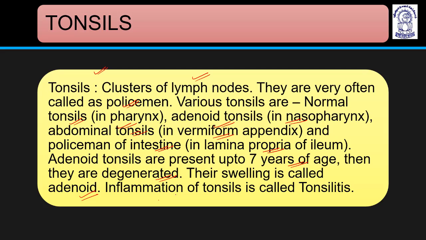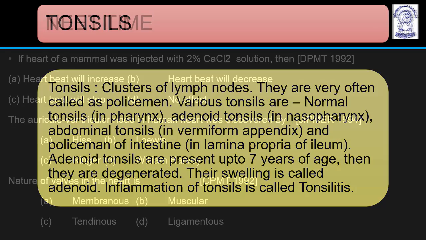Inflammation of tonsils is called tonsillitis. So tonsils are clusters of lymph nodes, very often known as policemen. Various tonsils are normal tonsils in the pharynx, adenoid tonsils in the nasopharynx, abdominal tonsils in the vermiform appendix, policemen of the intestine, in the lamina propria of the ileum. Adenoid tonsils are present up to 7 years of age. Then they degenerate. Their swelling is called adenoid, and inflammation of tonsils is called tonsillitis.